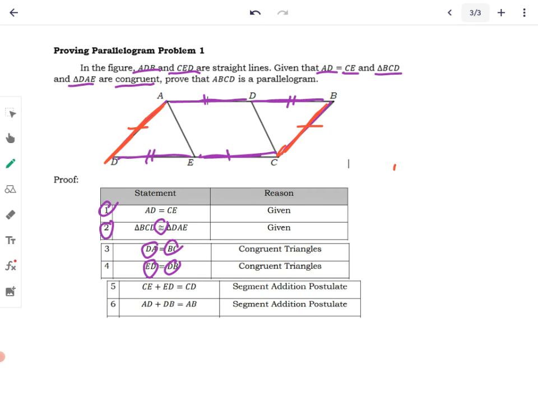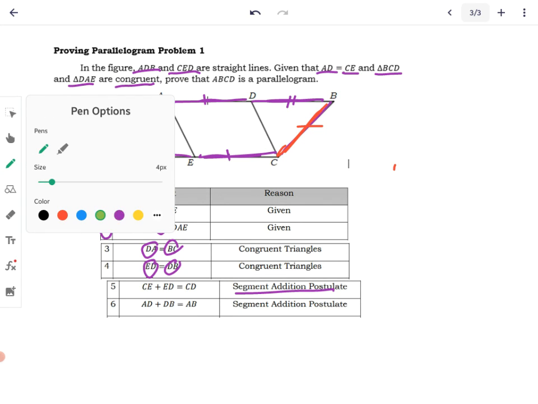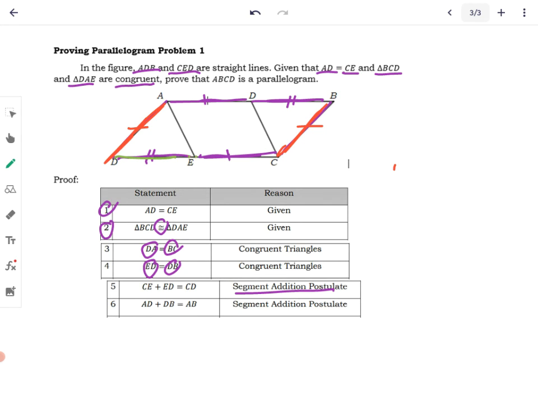So as you can see, 5 and 6 are the conclusion after 3 and 4, because we concluded that DA equals BC in 3, and ED equals DB in 4. We can conclude that CE plus ED equals CD. That's simply the segment addition postulate, meaning if you add this plus this, that's CD, and this plus this, that's AB. So that's the segment addition postulate.